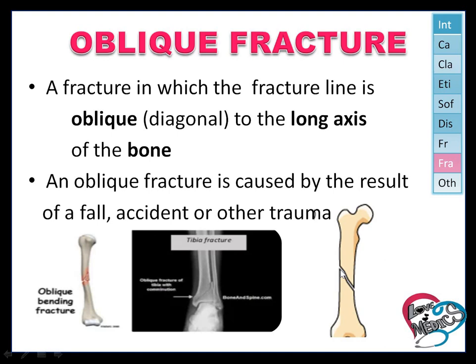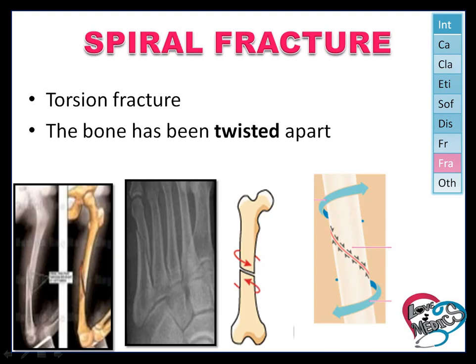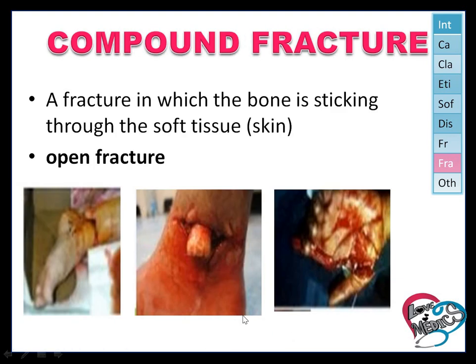Oblique fracture, in which the fracture line is oblique or diagonal to the long axis of the bone. There is a long axis of bone and the fracture line is diagonal to it. Spiral fracture, also called torsion fracture. If the two ends of the bone are twisted in different directions, that leads to a spiral fracture. Compound fracture: a fracture in which the bone is sticking through the soft tissue. So it is an open fracture, right? The open fracture is also called a compound fracture.